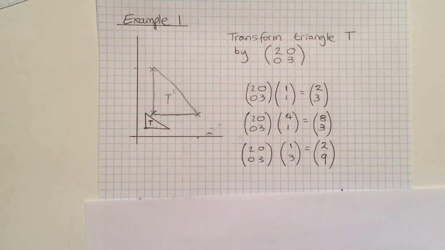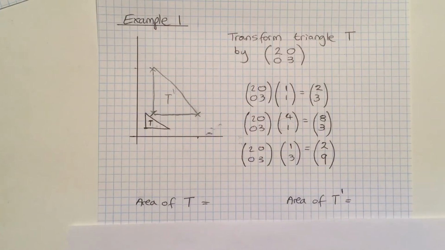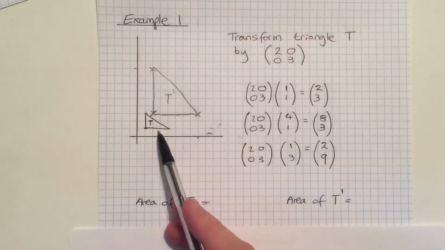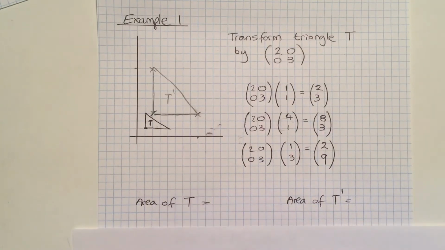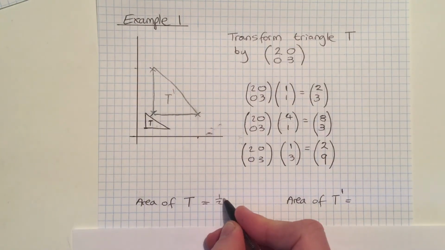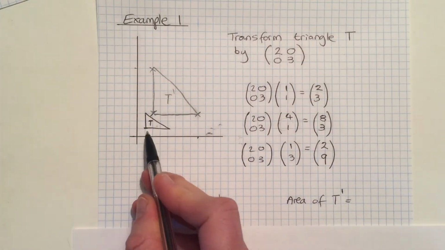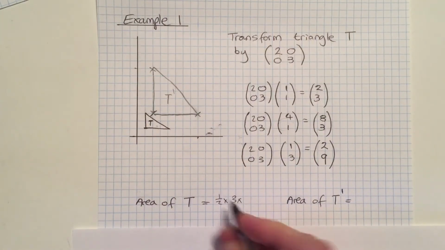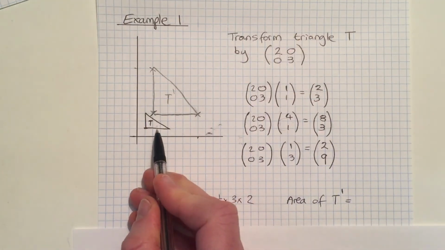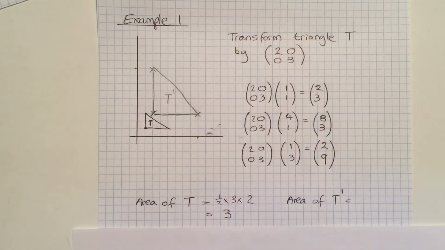Now, if we were to consider the area of both of these triangles, so the area of triangle T here to begin with, simple triangle, half base times height, so half of the base, which is 3, times the height, which is 2, so that's just 3. So the area of triangle T is 3.